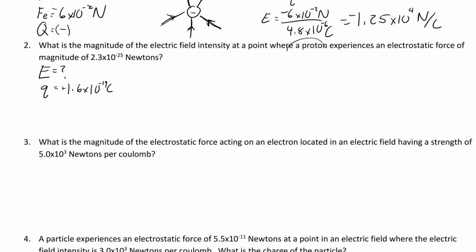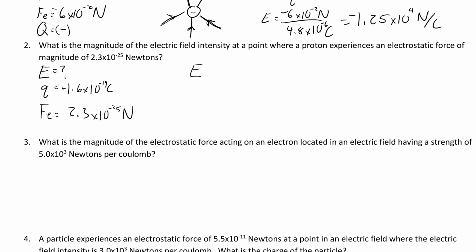So if it says it's a proton, that's a key word. It's like hidden information, just like we did in the mechanics. When it says at rest, your velocity is 0 meters per second. If it tells you a proton, your charge is this. If it tells you an electron, your charge is negative that. So that's important. It says an electrostatic force, so Fe is 2.3 times 10 to the negative 25th newtons.